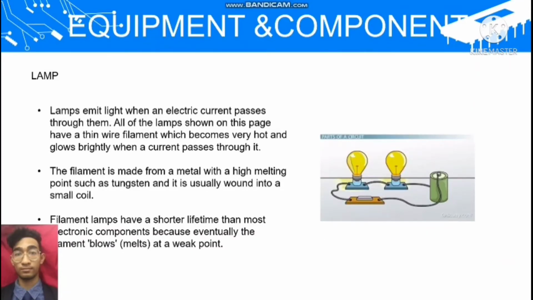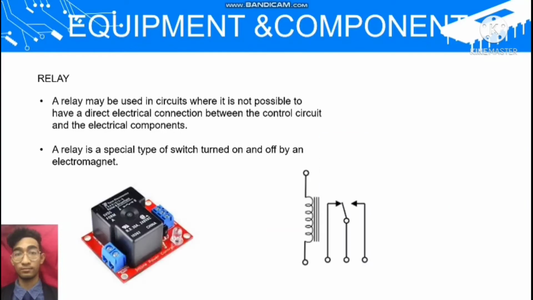Next one is the lamp. A lamp gives light when an electrical current passes through it. It is made of a filament made from a metal with a high melting point, such as tungsten. Next one is the relay. The relay's function is to be used in circuits where it is not possible to have a direct electrical connection with the control circuit.